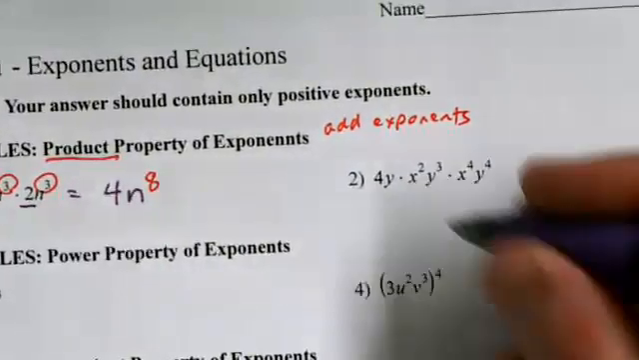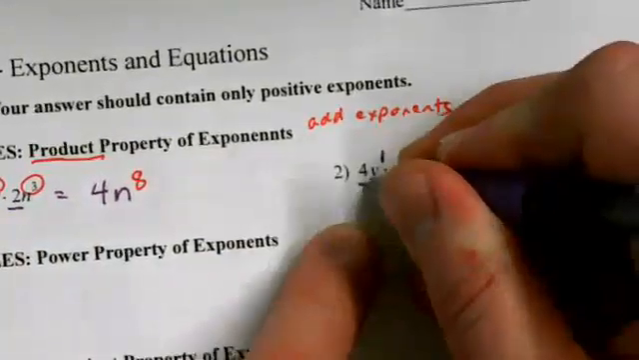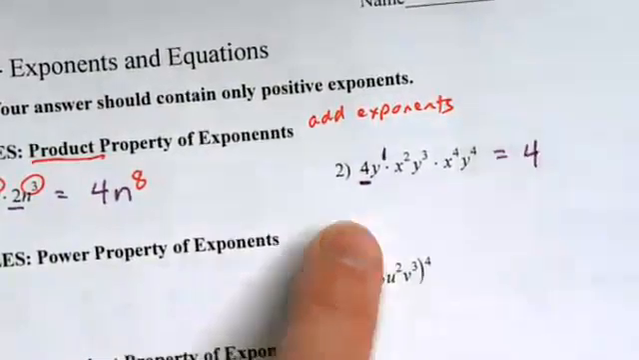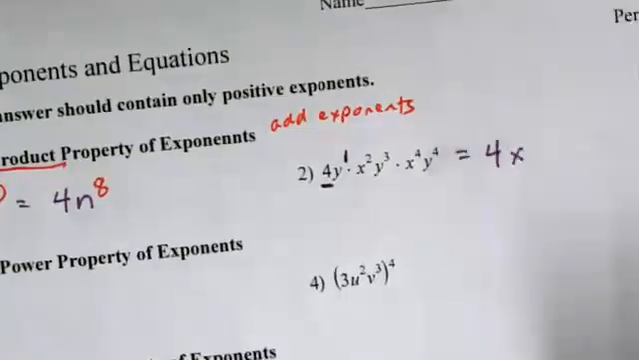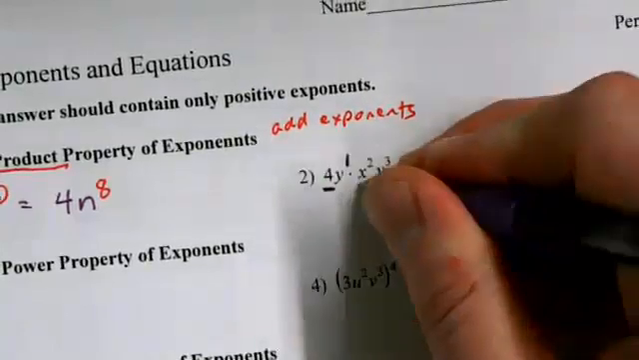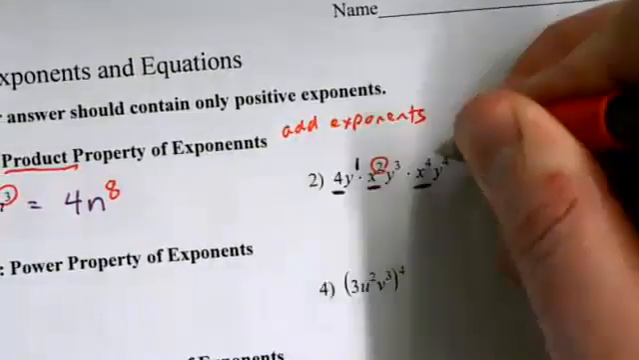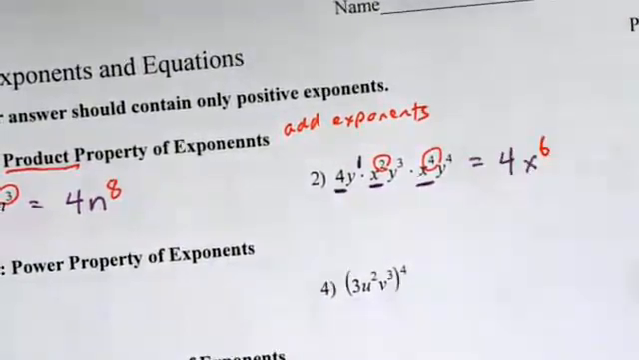So let's see if we can tackle number 2 together. First thing I'm going to do is like all of my variables there. I'm going to tackle the coefficients first and then we'll do the x's and the y's. Which one do you want to do first, the x's or the y's? The x's? All right, so my answer is going to have an x. So look at your x's. You've got an x to the second and an x to the fourth. What are we going to do with the 2 and the 4? Add them up, and we're going to get 6. So we're going to have x to the 6.